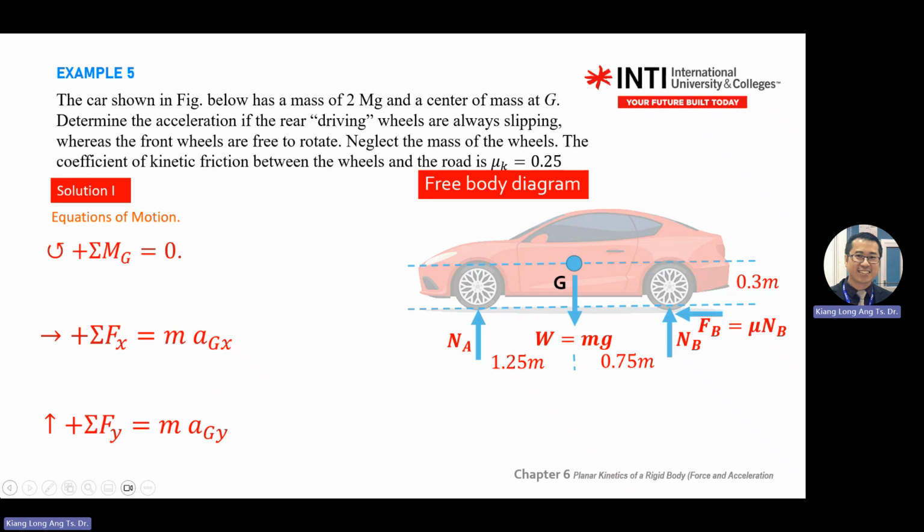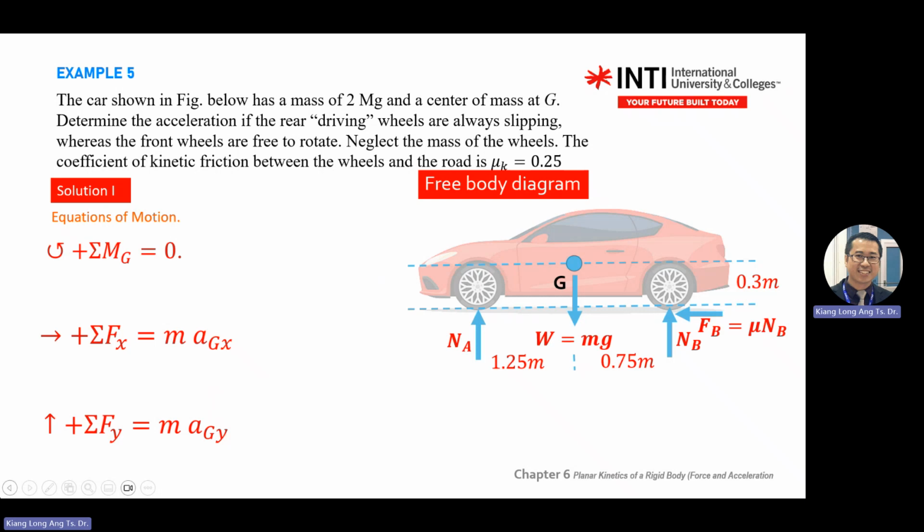Fx, all the x in the x direction, positive to the right. There's only one force to the left, so this one is negative. Fb equals ma_x. Where is the direction of this car? To the left. Okay. Fy equals ma, y direction, you go up positive: NA minus W plus NB equals may.